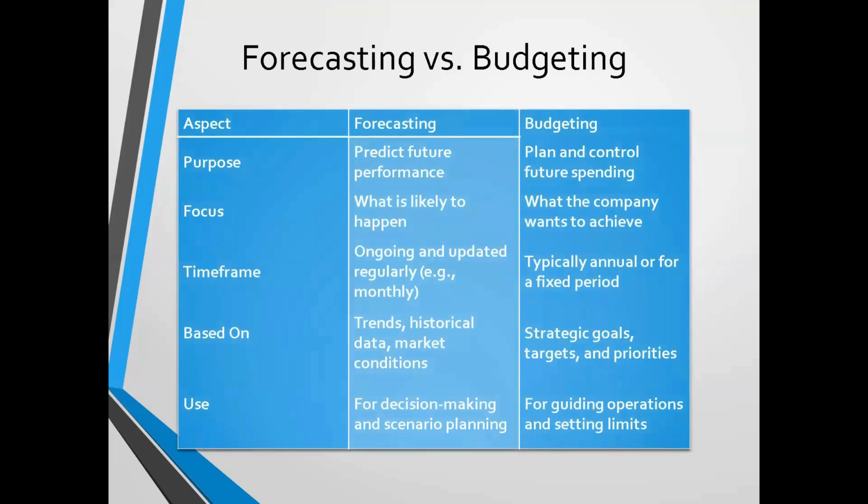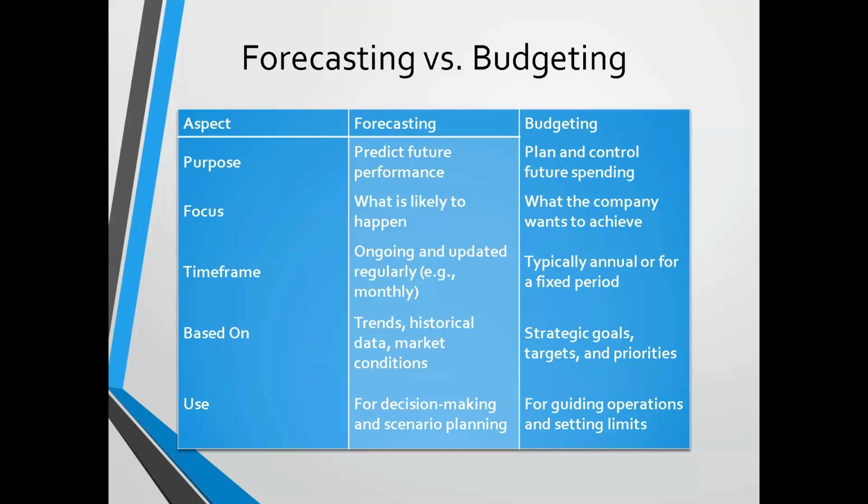So here, this is forecasting versus budgeting. The purpose of forecasting is to predict future performance, and budgeting helps to plan and control future spending. The focus of forecasting is what is likely to happen, whereas budgeting is what the company wants to achieve. The time frame of forecasting is ongoing and it has to be updated regularly, for example monthly, whereas budgeting is typically annual or for a fixed period.